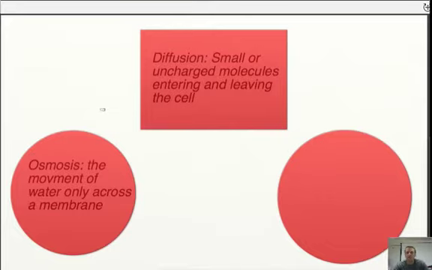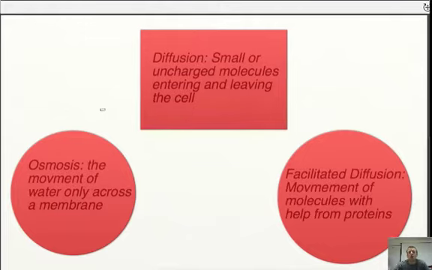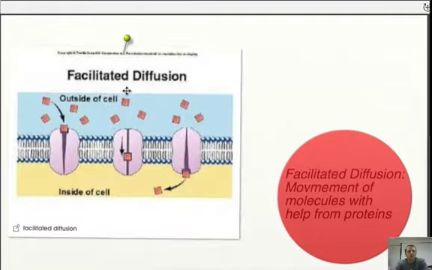The other type is facilitated diffusion. Facilitated diffusion is the movement of molecules with help from proteins. With facilitated diffusion, these molecules need help, and they get that help from proteins. I have a picture to help you out with that one. Notice this picture gives an example of facilitated diffusion. Once again, you're moving from a high concentration to a low concentration inside the cell, but it has these proteins that actually help the molecules move. So that's facilitated diffusion, where it's moving from high to low concentration, but with proteins that help it move through the cell membrane.